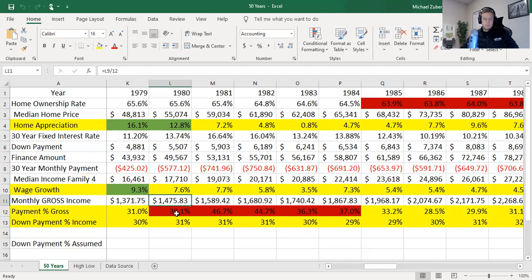Now this is the math I did. I took payment divided by monthly income, and you can see here it's roughly 40%. And I flagged that as red, meaning that there's very few banks that will approve 40% of gross. Does that make sense? On the front end, which is just the mortgage payment. Yeah. This is not including any other debt.